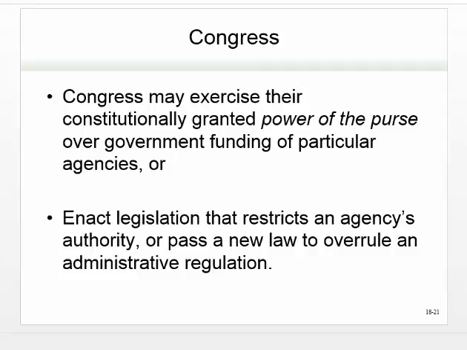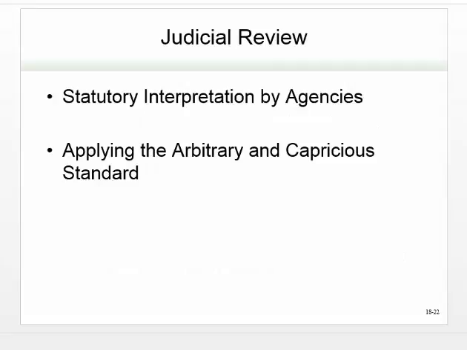Also, Congress can restrict an agency's authority by passing a law that overrules an administrative regulation. People can sue, so there's judicial review. You can sue, and that administrative agency will go to court and have to defend its actions.